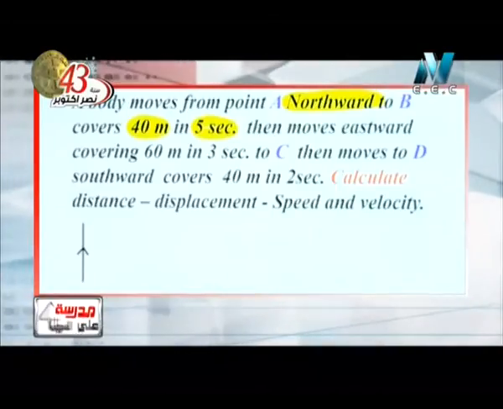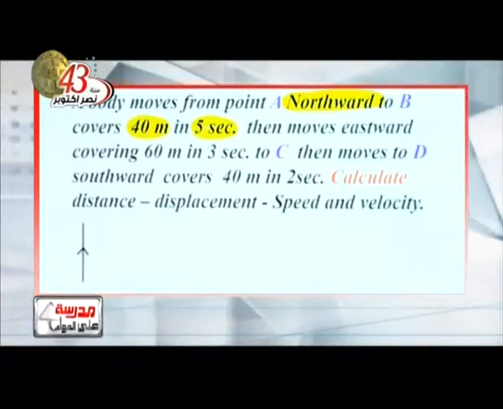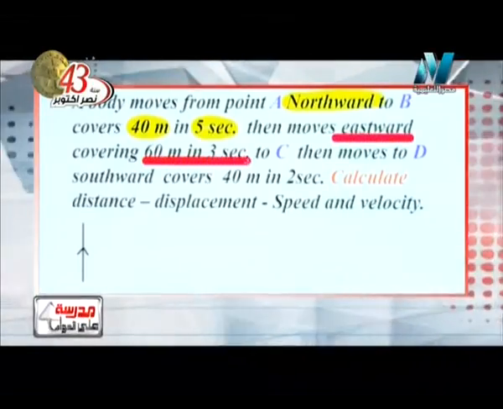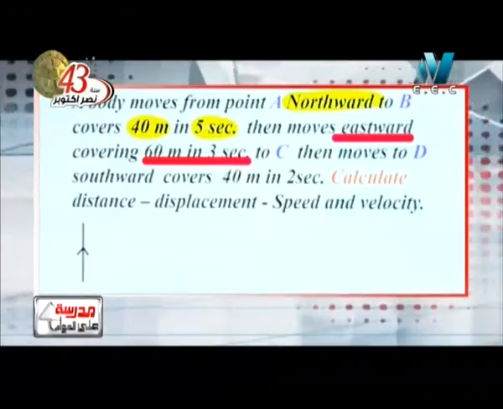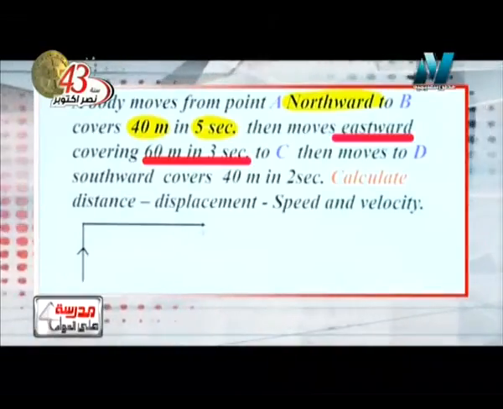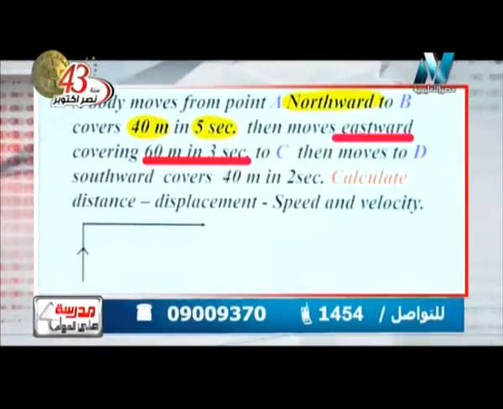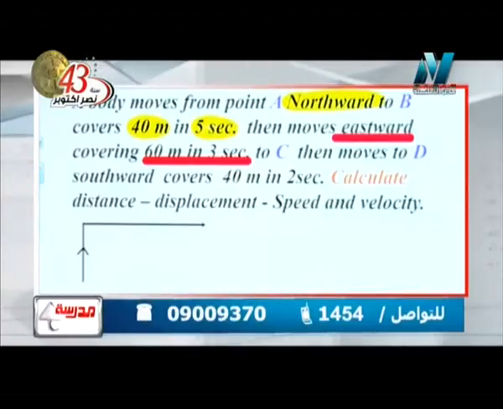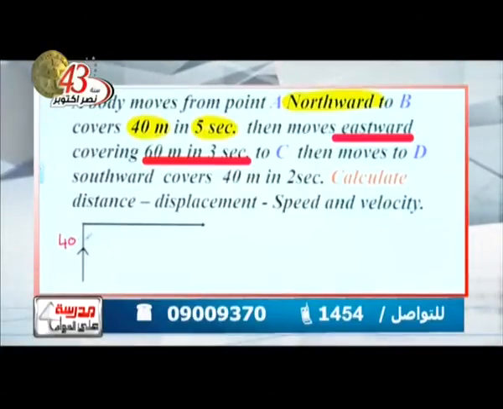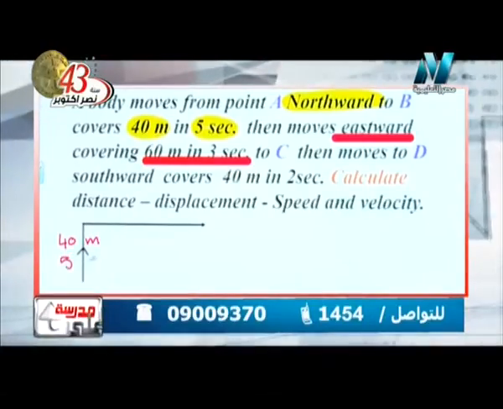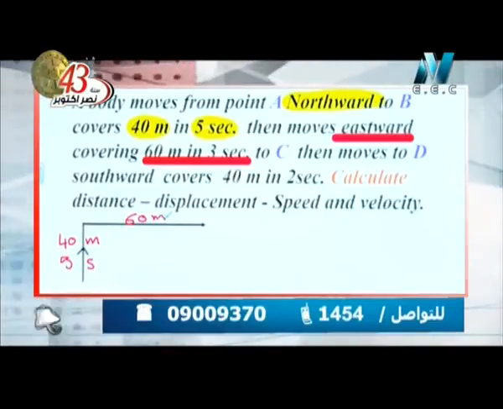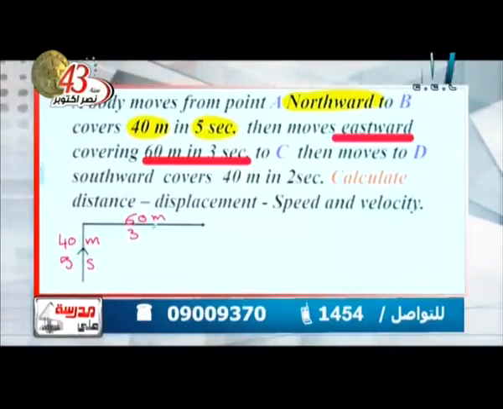So here this body moves eastward, covering 60 meters in 3 seconds. So it moved east like that. How many? 60 meters in 3 seconds. So we write number 1: 40 meters, 5 seconds, then 60 meters in how many? In 3 seconds.